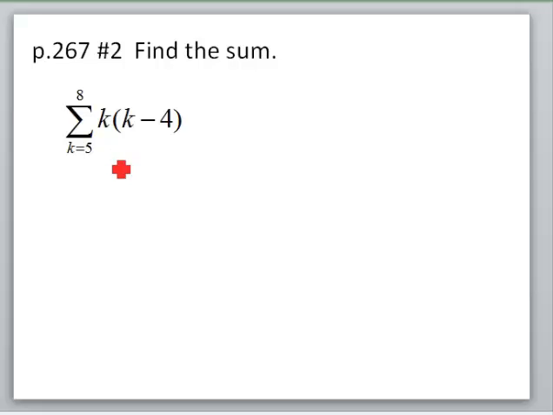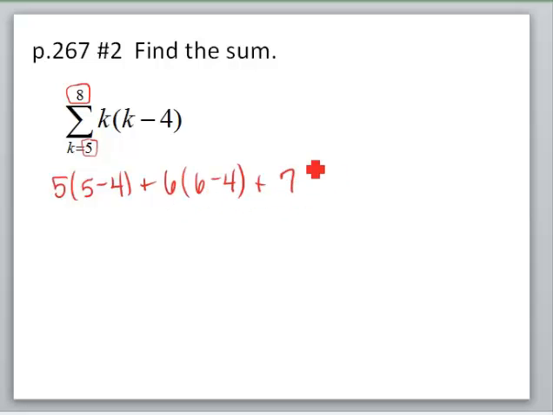So we're going to find the sum, and the way we do that is this is the number we start with and this is the number we end with. So we're going to plug in the 5, then plug in the 6, then plug in the 7, plug in the 8, and figure the sum. So we've got 5 times 5 minus 4, plus plug in the 6, 6 times 6 minus 4, plus plug in the 7, 7 times 7 minus 4, plug in the 8, 8 times 8 minus 4.